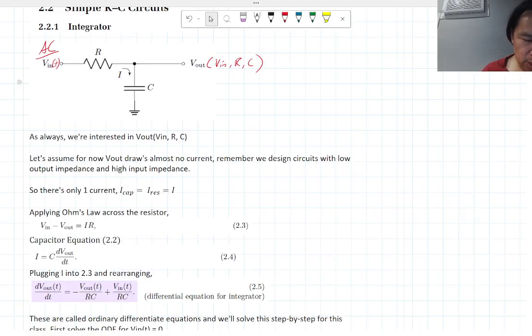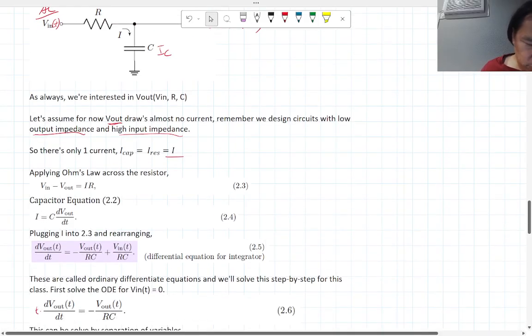For now, let's just assume that V out draws no current. When we're designing circuits, we design a circuit that has a low output impedance and a high input impedance, and therefore this is going to be the output. Whatever you're connecting to is going to have a high input impedance, so it's going to draw a little bit of current to figure out what V out is, but you want to minimize that as much as possible. So there's really only one current. The current through the resistor and the current through the capacitor is the same current. So we only have one I.